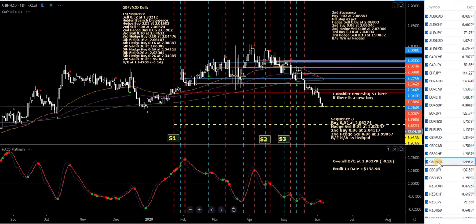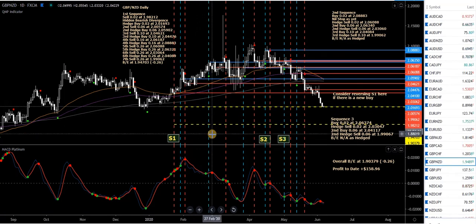Pound New Zealand. Yay, look at this. Right, this one's been going for a while. I've got a sequence 1, sequence 2, sequence 3. Sequence 1 is this one that started here with a sell. I think that's the overall break even we're close to at the moment.